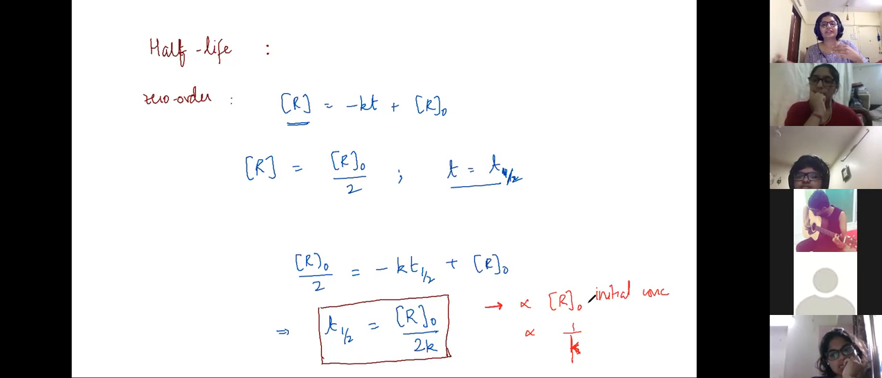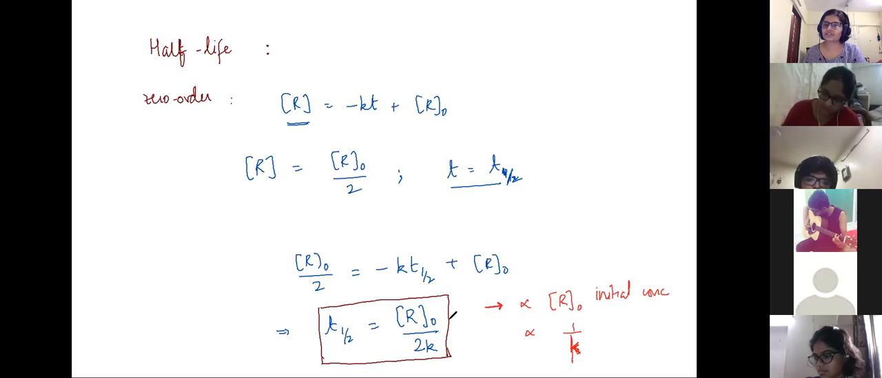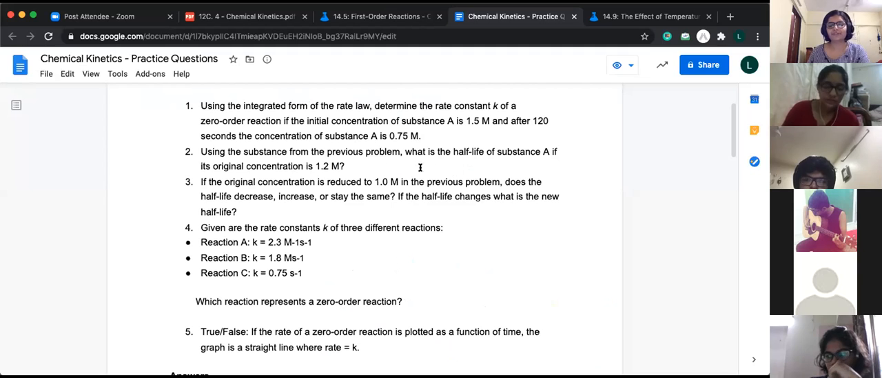And this is pretty intuitive, right? If the rate constant is higher, it means the rate of reaction is pretty high, which means the reaction happens quickly, which means it's going to take less time for the concentration to decrease to half. Makes sense? All right. Now, based on this, can you quickly calculate the half-life? You're given the initial concentration. So what is the half-life?